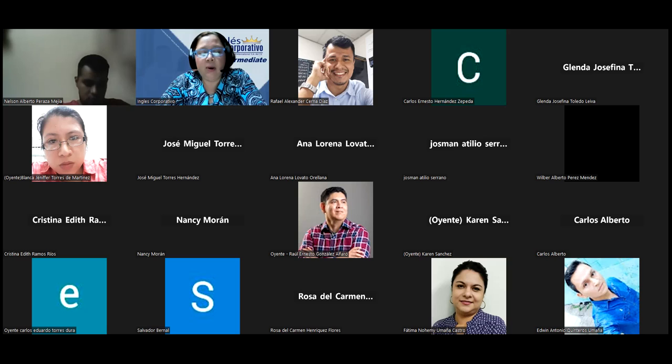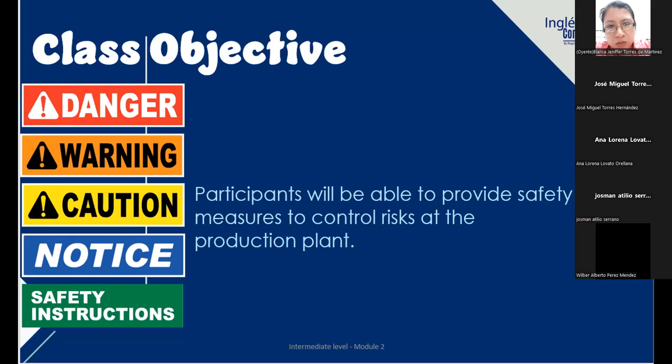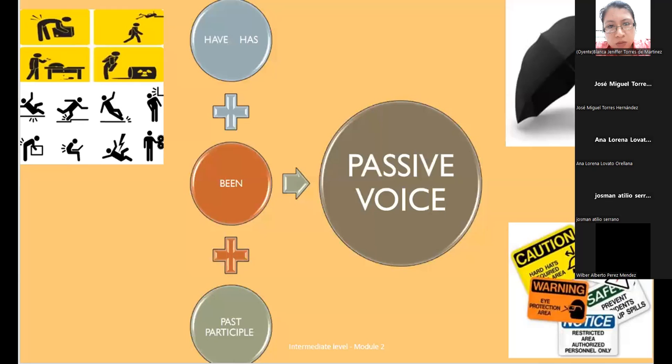A ver, ¿quién recuerda cómo armamos la voz pasiva? Who remembers? ¿Y para qué la usamos? What do we use the passive voice for? When we want to express or emphasize that the action is what is important to be said, okay? So we need to practice the past participle because it's an important part, okay?